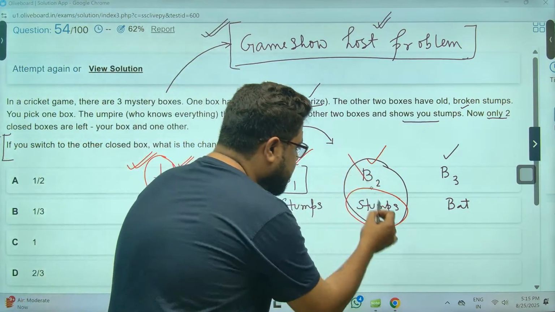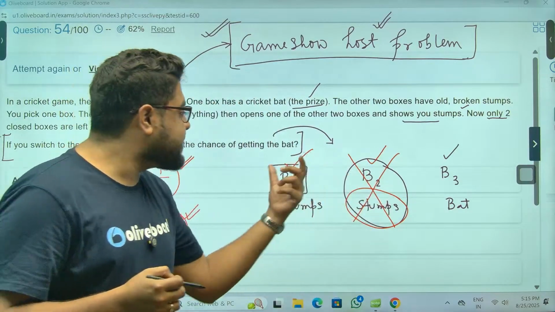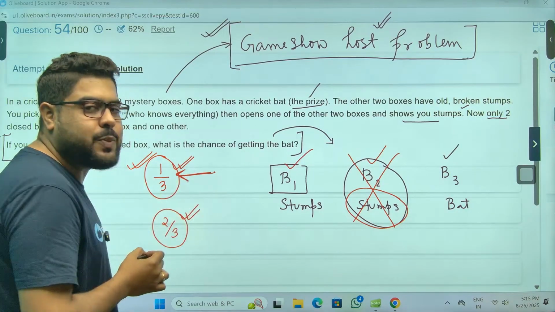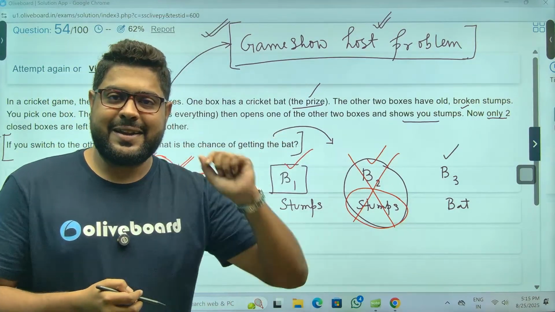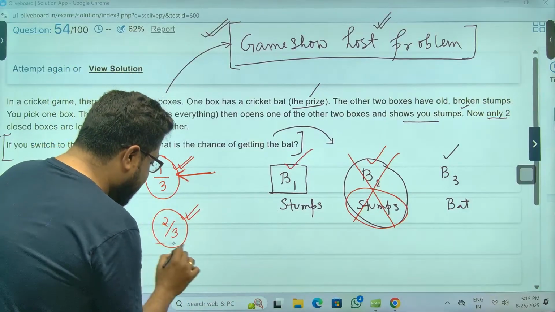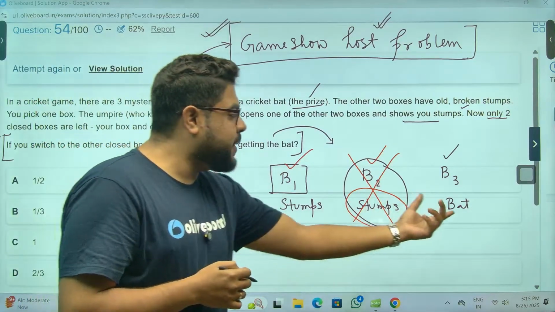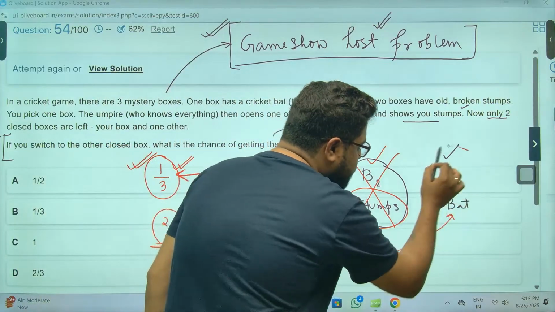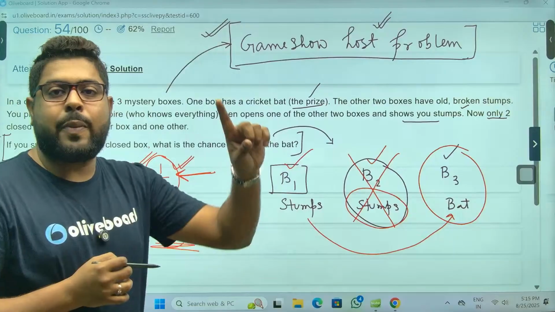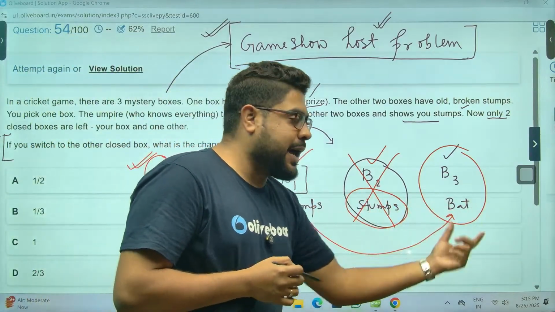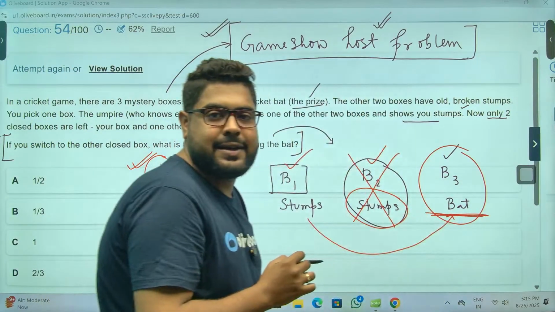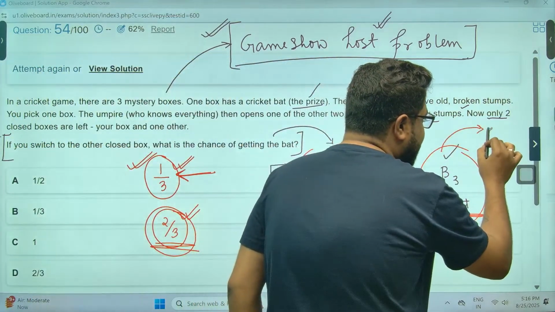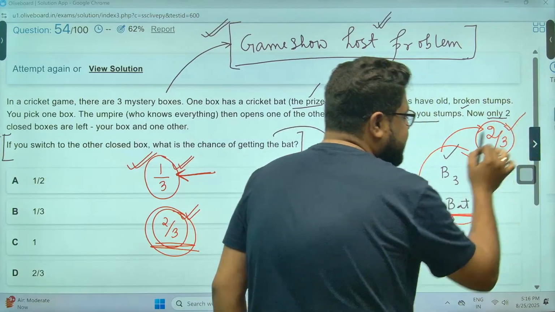Now this box is no more. But still, if I stick to my choice, the probability that I have chosen the right box is 1/3. But the probability that I have not chosen the right box is 2/3. Now please understand, if I switch to this, the probability that the bat is here is 2/3.